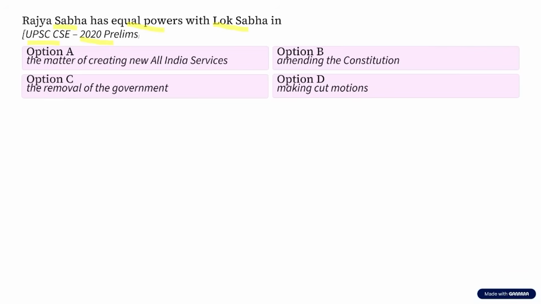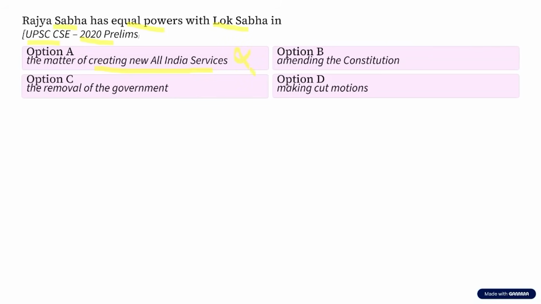Option A says it's a matter of creating a new All India Service. So, who has the power to create an All India Service? Parliament. But who has to initiate it? Rajya Sabha. So, can we say that Lok Sabha and Rajya Sabha have equal powers? No. Rather, what we can say is that Rajya Sabha has more powers.